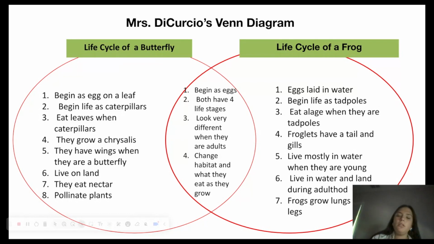Just because a butterfly, they stay on the leaves, right? But then they're able to fly more. They're able to go to different forests as they grow their wings. And a frog starts in the water, and then they hop on out, right, as they become adults. So again, if you guys need notes or ideas, just refer back to this video whenever.